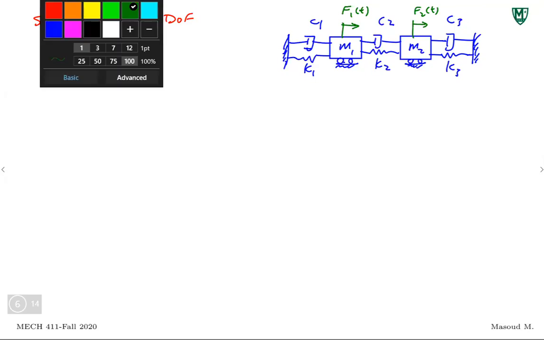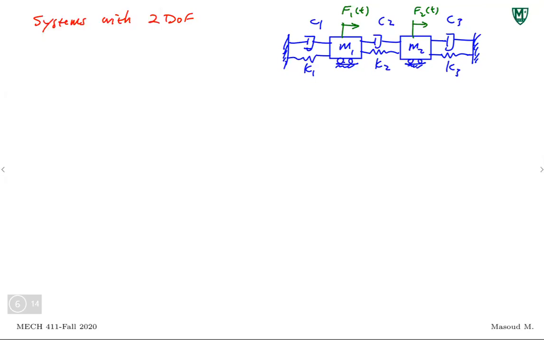Now, there is one important assumption you have to make at the beginning, and you'll see why. It's a 2 degree of freedom system. So this would be x1 and this would be x2. We need 2 variables to describe this motion.